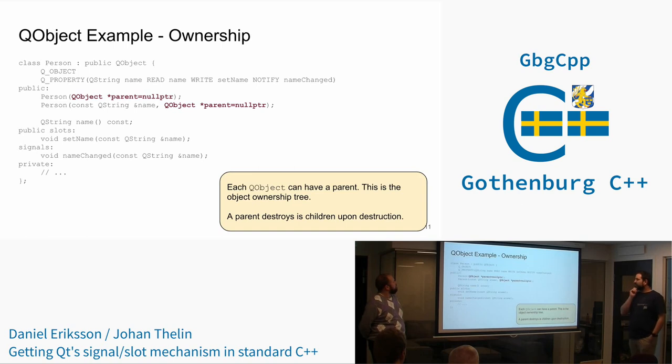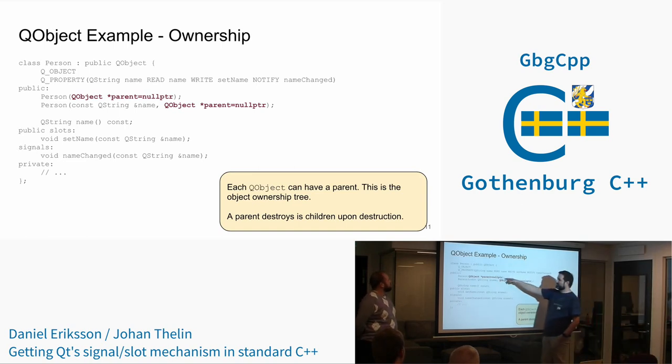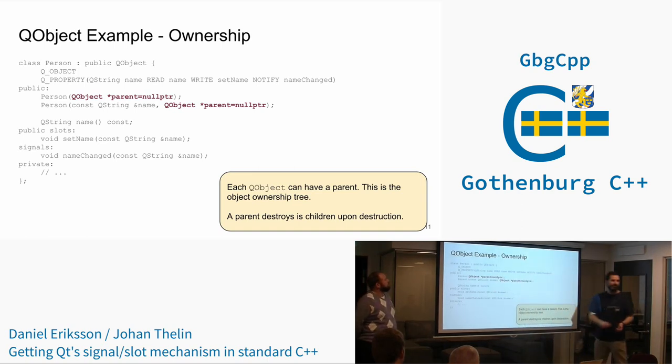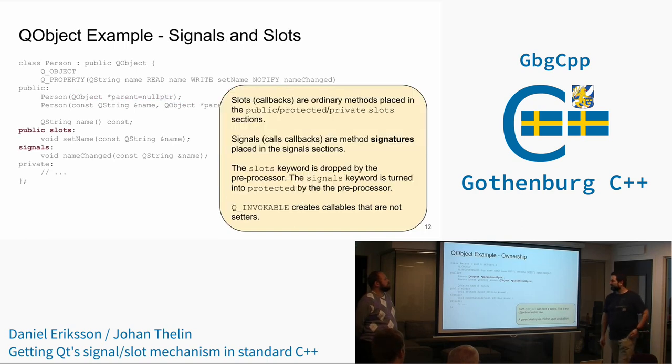Going further, I spoke a bit about object ownership. Every QObject has a parent, and parents kill their children when they're destructed. Sounds terrible, but it's very convenient as a developer. So you pass it along here, and then in the constructor you actually pass it to the base class, and it just magically works. Which means that when you do UI development, for instance, if you bring up a window, the window is the parent of all its contents, and then you only need a pointer to the window. You don't have to care about anything else. So it's quite convenient, actually.